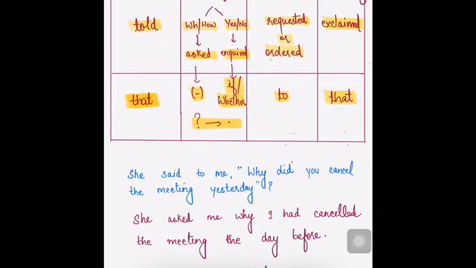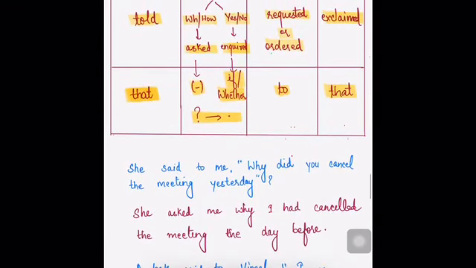Now we'll understand this chart through the examples. So now look at the first example. She said to me, why did you cancel the meeting yesterday? Now this is a WH question. Okay, so said to will change into what? Asked. Why? We are following this rule here: WH question, you will use asked here. She asked me why I had cancelled the meeting the day before.